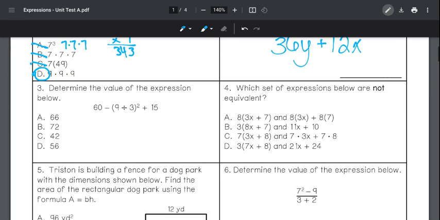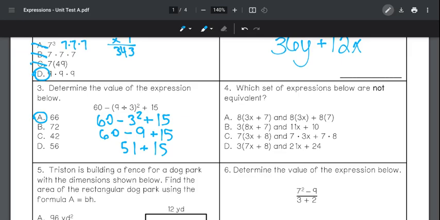Number 3, determine the value of the expression below. All we have to do is solve this problem following PEMDAS. Starting with parentheses, 9 divided by 3 is 3. So 60 minus 3 squared plus 15. Next thing we're going to do is our exponents. 3 squared is 3 times 3, which is 9. 60 minus 9 is 51. 51 plus 15 will give us our final answer of A, 66.